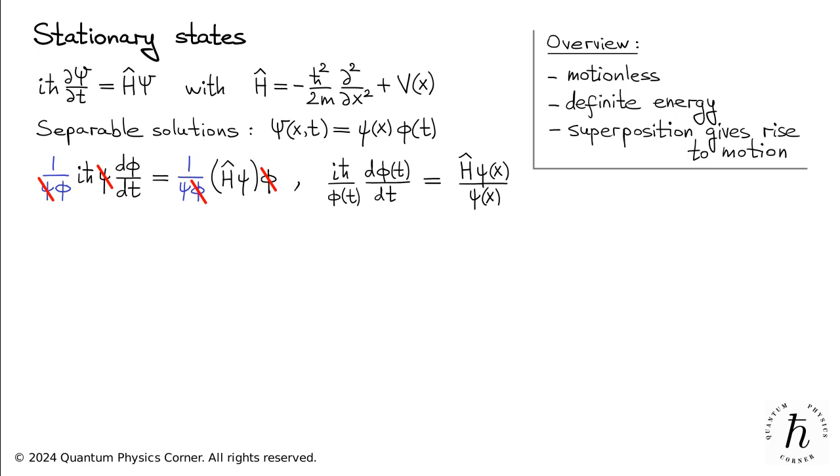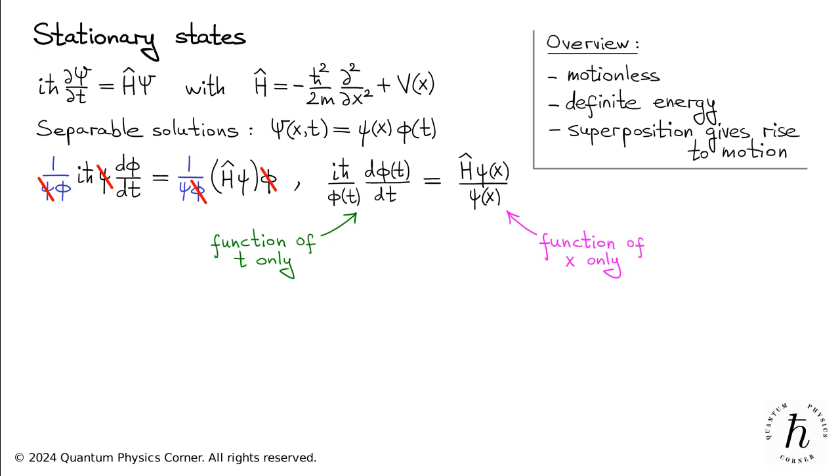Now, observe the following crucial fact. The left-hand side of our equation is a function that depends solely on t, whereas in the right-hand side, we have a function that depends solely on x. It's important to note that we require this equality to hold for all values of x and t.